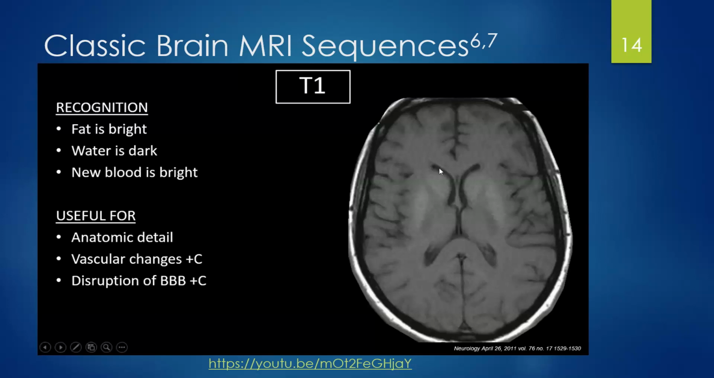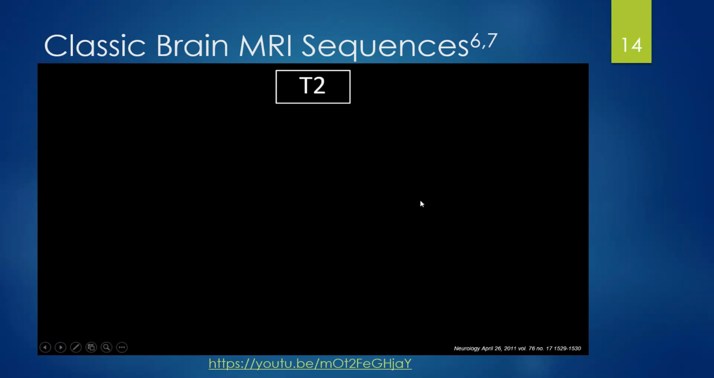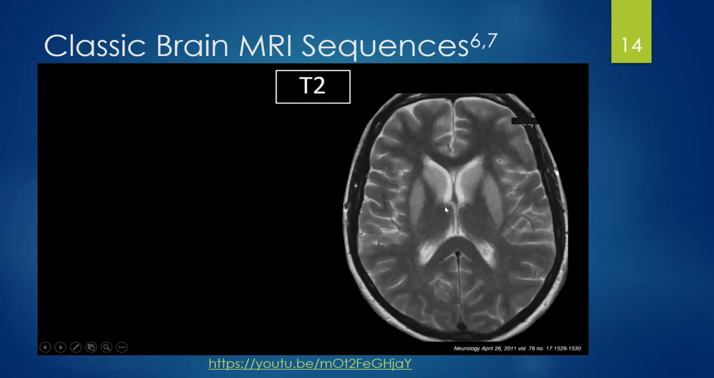So let's take a look over here at the image. Water, or CSF, is dark, and fat is bright. So areas where there's a lot of myelin, these deep white matter tracts, are going to show up bright, whereas the outer cortex is not. This isn't the best image to demonstrate this, but you'll see the differences when we move on to T2. So let's pull up our T2 image.